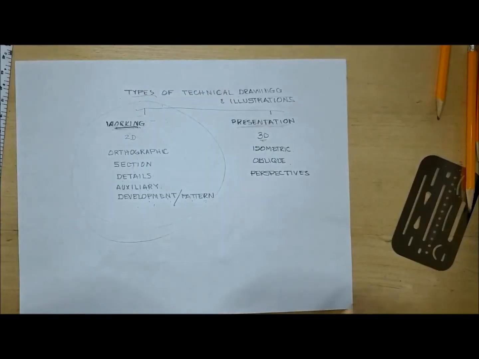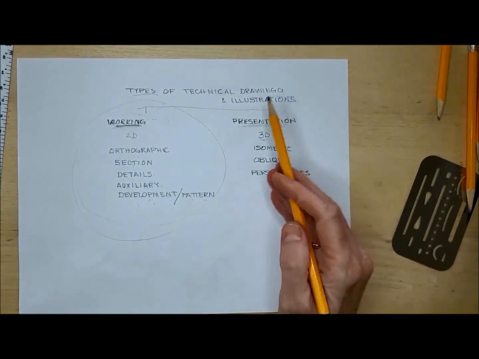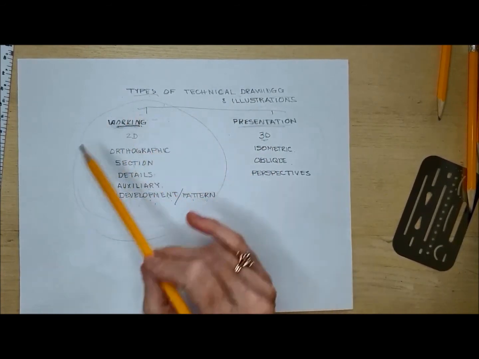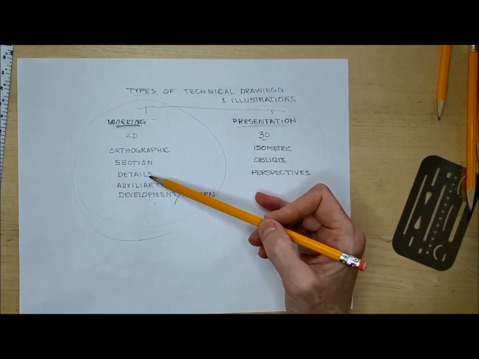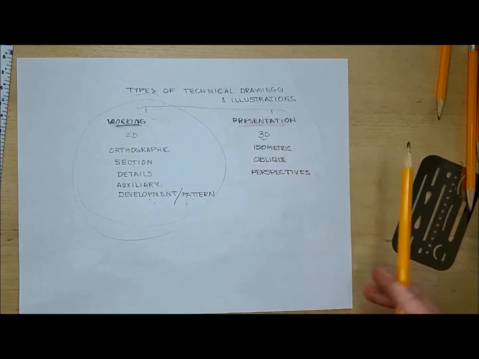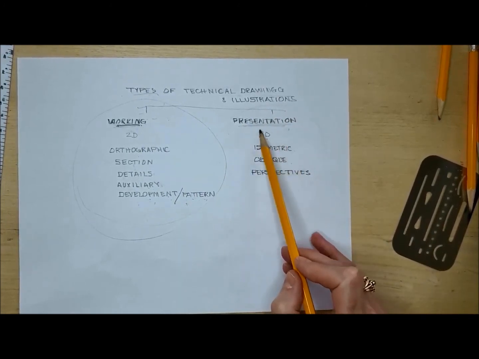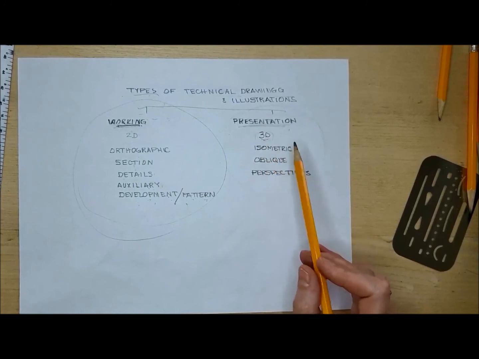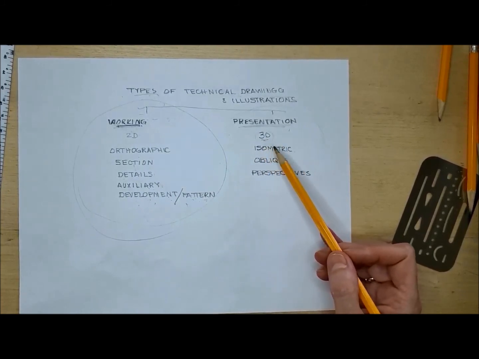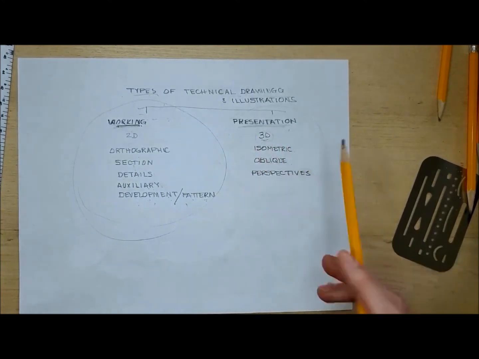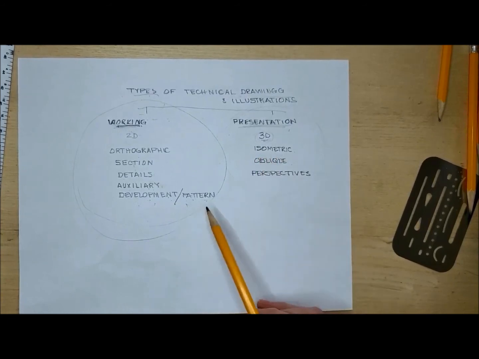Okay, this is the second half of the video on types of technical drawings and illustrations. The first video was on working drawings. We did an orthographic, section, detail, auxiliary, and development sketch. Now we're going to look at doing some sketches for our presentation drawings. We're going to be thinking in 3 dimensions, trying to communicate our idea. This is often called rapid visualization, or rapid viz, and we're going to do some quick sketches to communicate an idea using the formats of isometric, oblique, and 2 types of perspectives.